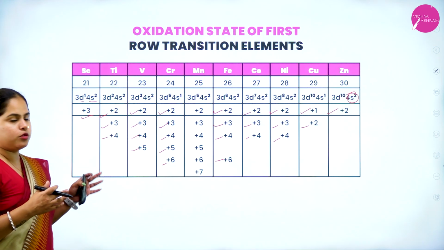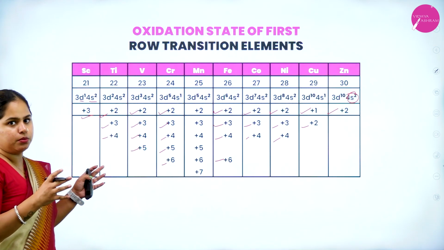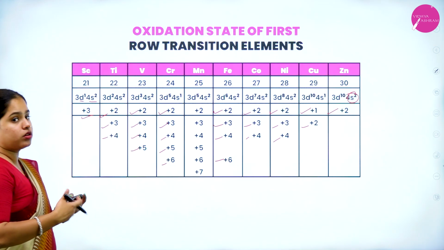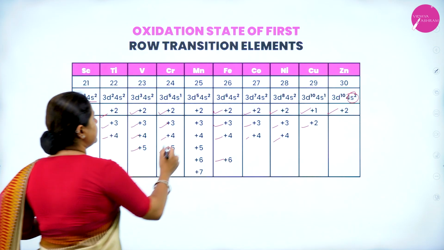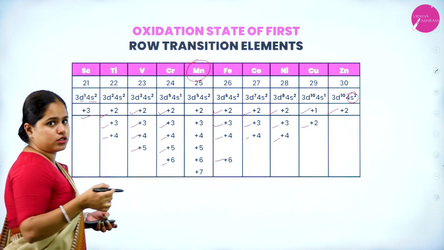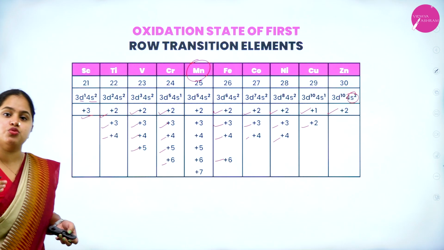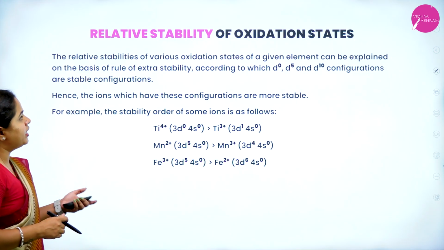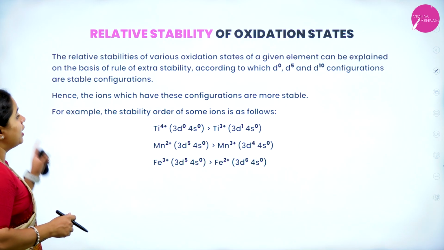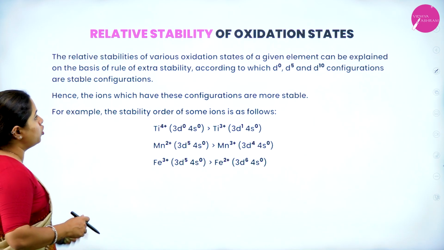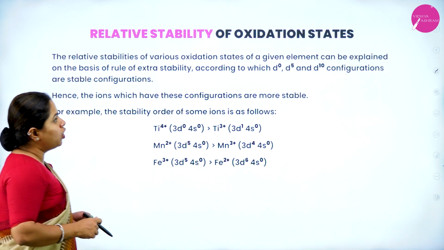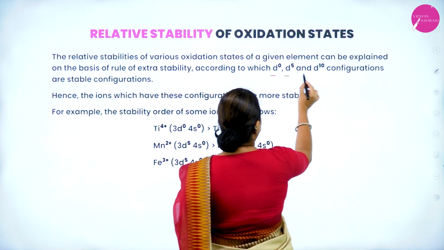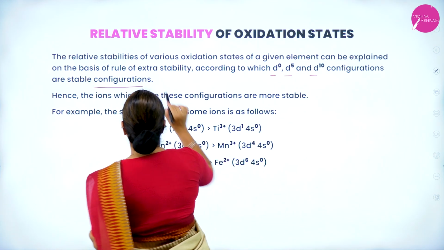From here you can observe that towards the ends the oxidation numbers are fewer, and towards the middle the oxidation numbers are more, and manganese is the one having the highest number of oxidation states. It ranges from +2 to +7, right? Moving on, the relative stabilities of various oxidation states of a given element can be explained on the basis of the rule of extra stability, according to which d0, d5, d10 configurations are stable.